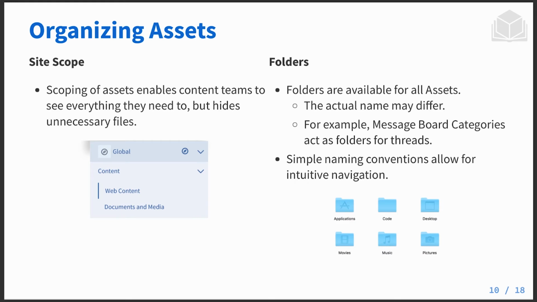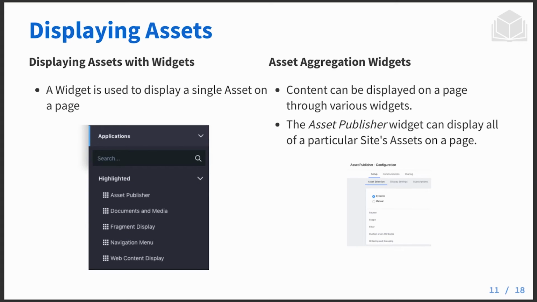For message boards, you have things like categories. For wikis, you have things called wiki nodes. Okay, all of these are going to be a similar concept with making sure that you can keep your assets organized. Now, when it comes to display, like I mentioned earlier, each asset has its own corresponding widget. So if we have web content, we have a web content display widget. If we have documents and media, we have a documents and media display widget, et cetera, et cetera.